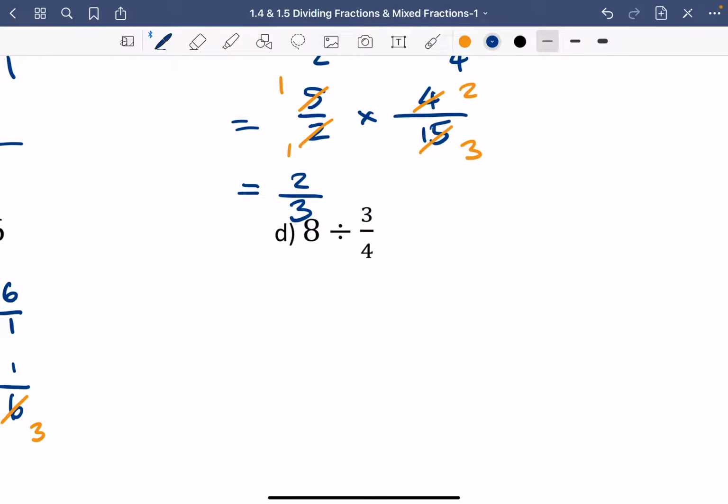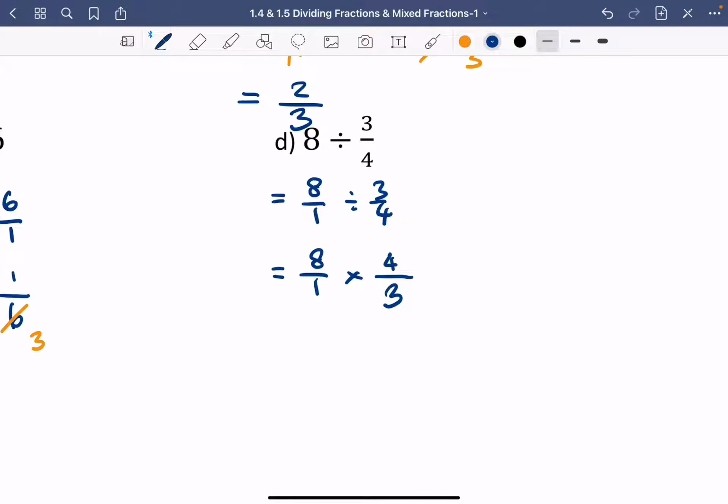Okay, next question. So same for this question. It's easier if you can change integers to fractions first before you multiply or divide. So 8 is just 8 over 1. And then we'll divide by 3 over 4. Okay, so change it to multiply and flip.